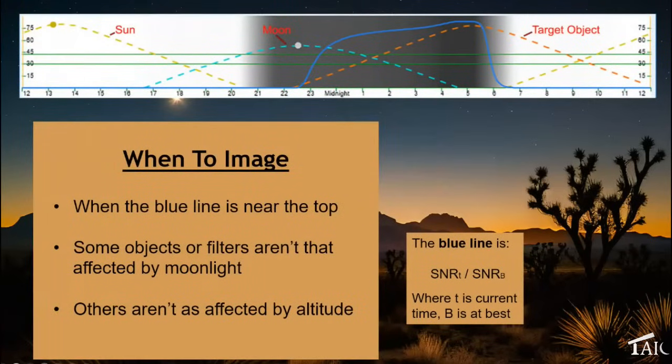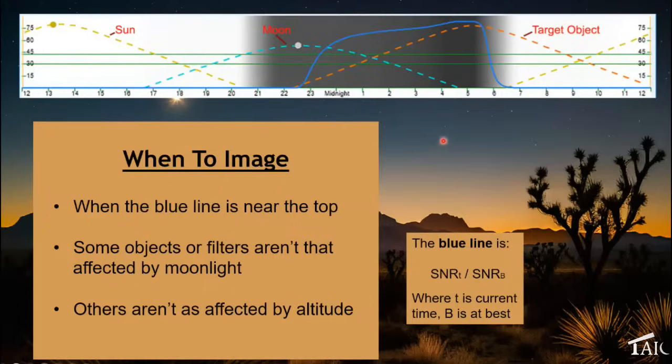So here's a sort of a graphic that is often found in my software for a given night. Midnight's in the middle here. This is the altitude of the sun. This is the altitude of the moon. And this shaded background here is shaded according to the model I use for the sky brightness. This red dashed line is the altitude of our target object.